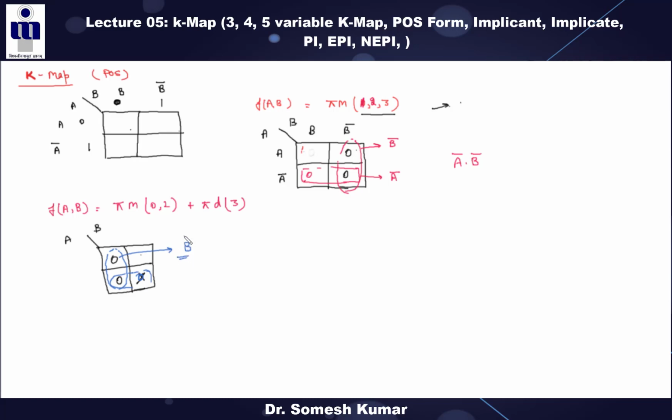Clear? Now, if the K map is like this, it is clear that at positions 0 and 2, it is 0, right? Because this is the POS form, max terms. This is 0th position, this is first, this is second, this is third, and it is given that at this third position there is a don't care condition, right? And you know the don't care condition can be used as per your requirement, right? You can take the don't care position as 0 or 1.